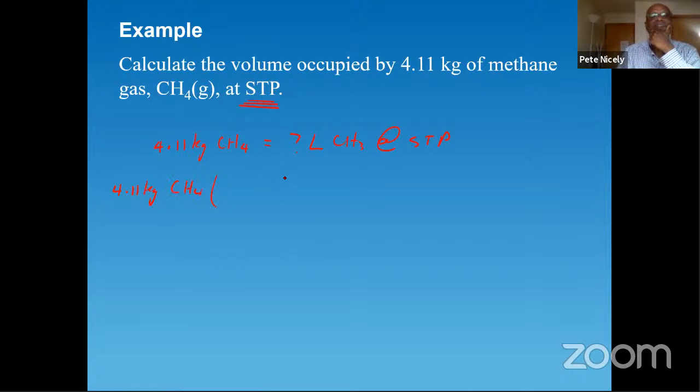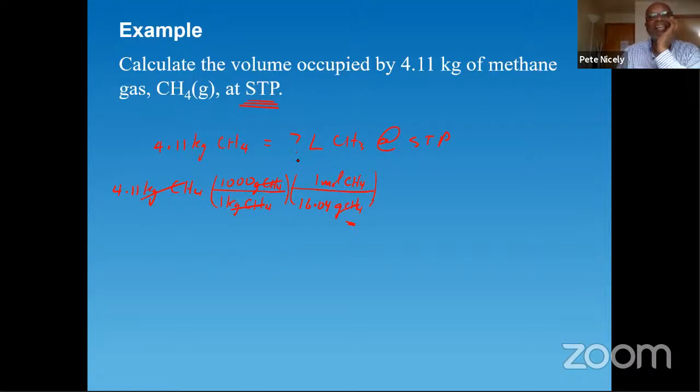So we start off with the 4.11 kilograms of CH4. Firstly, I would convert that to grams, and we all know that 1 kilogram of methane is equal to 1,000 grams. Then the next step is we convert from grams of methane to moles of methane. So 1 mole of methane up here, and if you calculate the molar mass of methane, it is going to be equal to 16.04 grams. You get that by adding up the molar masses of all the elements in the formula. So far, these units will cancel out and you'll be left with the moles of methane.